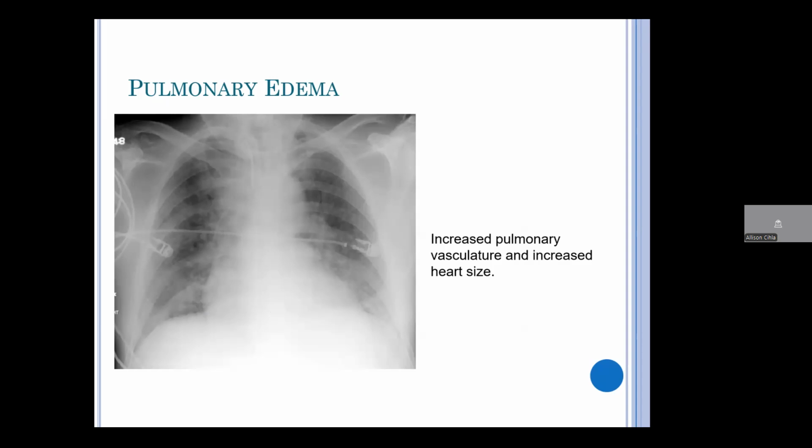You can also see increased pulmonary vasculature. And so you can see all of these vessels here and over here, which is a typical finding with pulmonary edema, which is what we typically find with congestive heart failure.